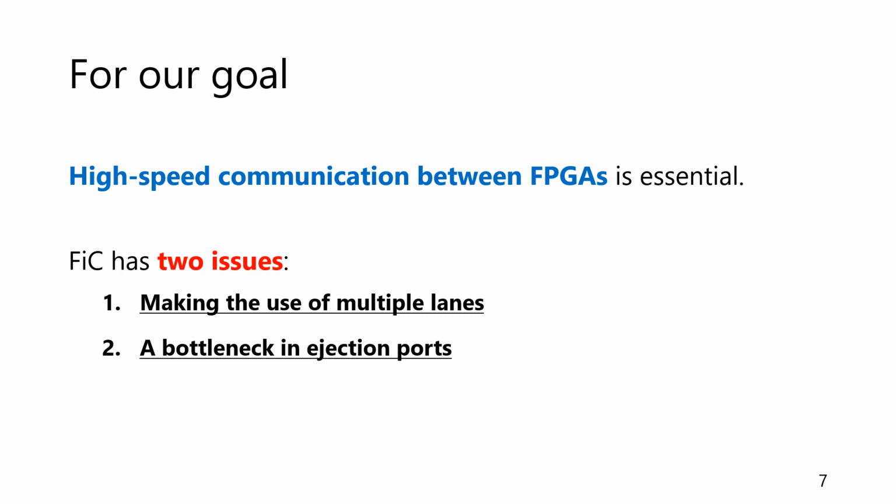As mentioned earlier, our goal is that the multiple FPGAs can be treated as a large FPGA virtually from application designers. For the goal, high-speed communication between FPGAs is essential. However, FiC has 2 issues. The first is the effective use of multiple lanes. The second is a bottleneck in ejection ports.